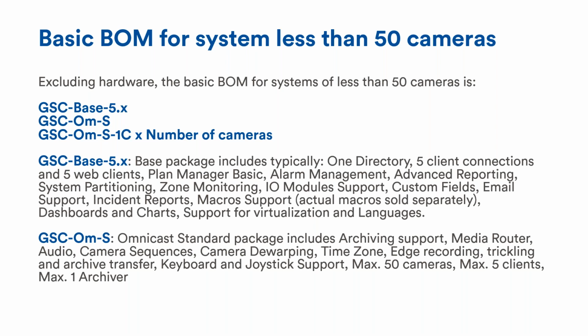And then, of course, you need the camera connections, which is GSC-OM-S-1C times the number of cameras that you want. So 1C is the IP camera part. And again, on the slide, GSC-base-5X tells you what's included, and GSC-OM-S tells you what's included with standard. And this comes straight from the ordering guide, which is very useful.